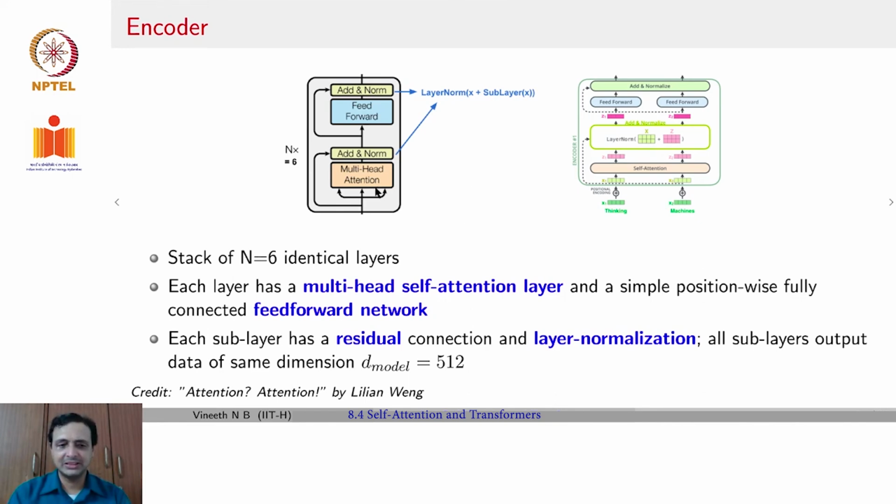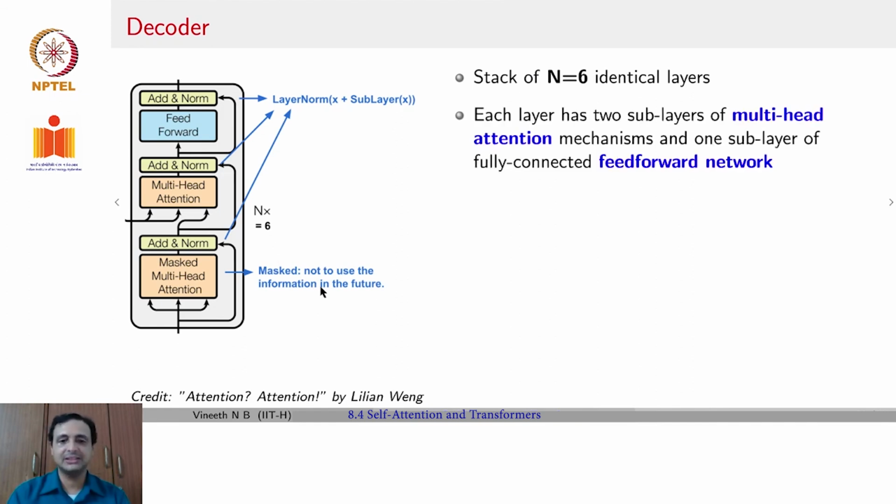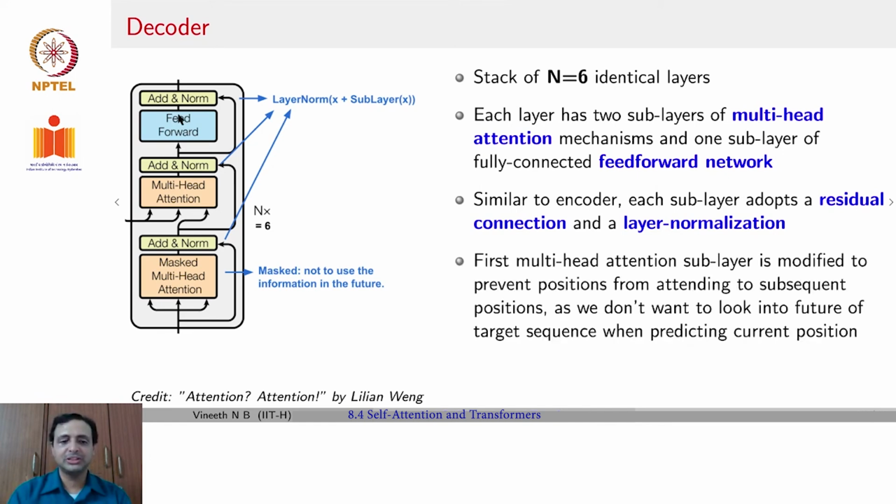And all the sublayers that you see within this particular encoder layer output data of the same dimension, 512, in this work. Similarly, the decoder also had 6 identical layers. Each layer again has multi-head attention and a feed-forward network. Again, you have a residual connection and a normalization step that's done before the output of multi-head attention is given to the feed-forward layer. There is only one difference here.